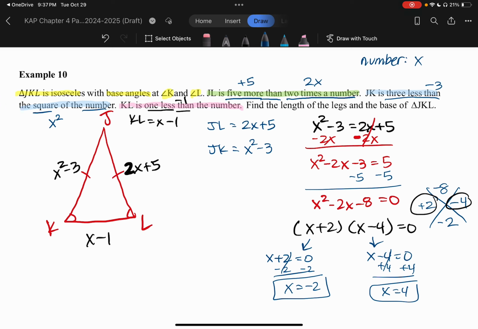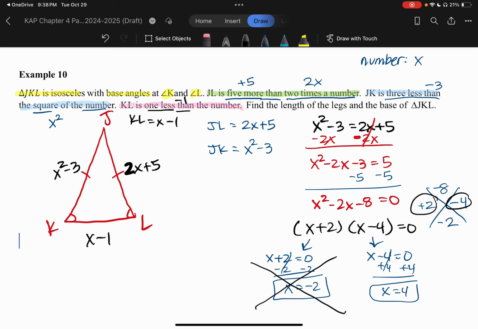Well, how do I know which one to use? The reason I know which one to use is, you plug them both in and test to see, does it work for all sides? So if I plug in negative 2 here, negative 2 squared is positive 4 minus 3. That gives me positive 1. That's a reasonable length for a side. 2 times negative 2 here would be negative 4 plus 5. That gives me positive 1. That checks out. If I plug it down here at the bottom, though, negative 2 minus 1 is negative 3. I cannot have a side length that's negative. So our x value of negative 2 does not work here. We call that an extraneous solution.